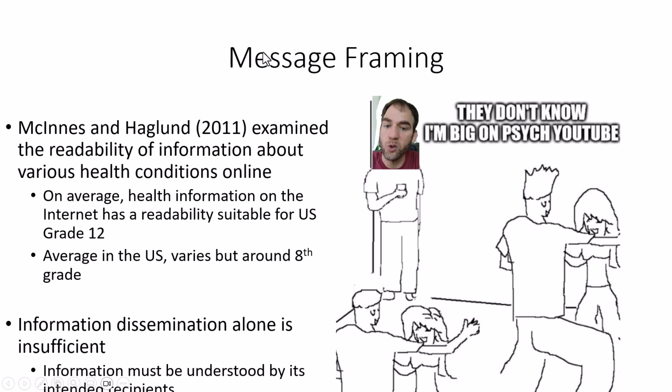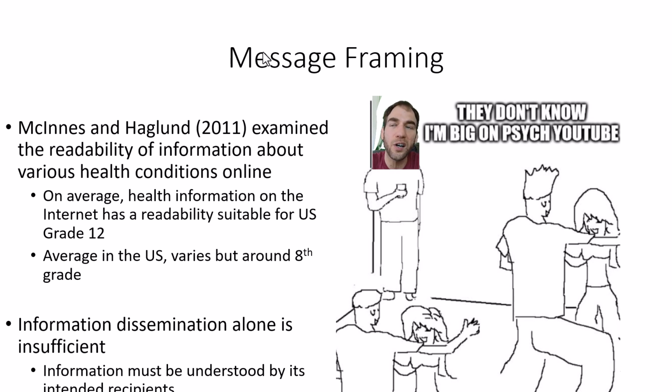McInnes and Haglund in 2011 examined the readability of information about various health conditions online, that is, how easily the information is read. On average, health information on the internet has a readability suitable for around US grade 12, while the average reading level in the US varies, but is around 8th, 9th grade, depending on the research. The researchers concluded that information dissemination alone is insufficient. Information must be understood by its intended recipients.